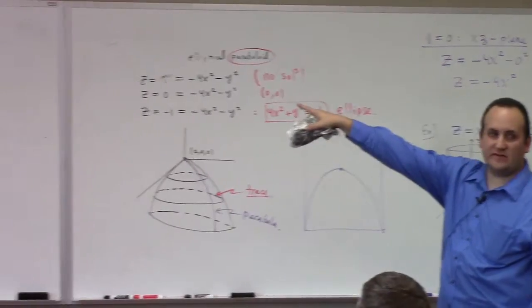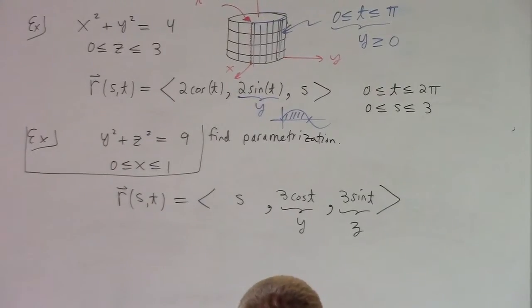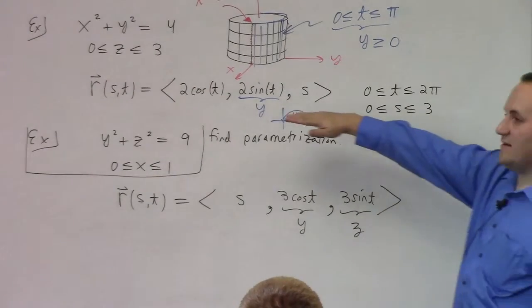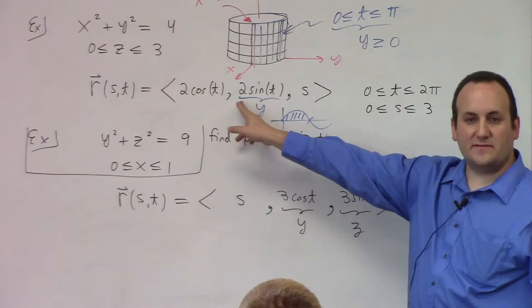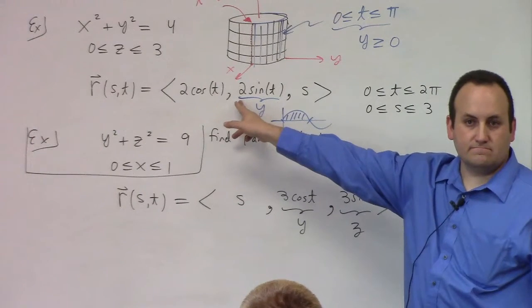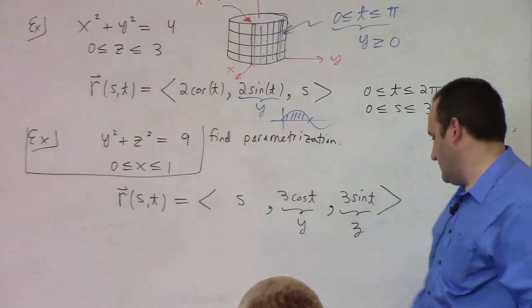It's 0 less than t less than pi. Everything else stays the same. So your parameterization, the same formula, you just limit t so that it only lets the y be positive. Okay. That's what I was missing. Thank you.